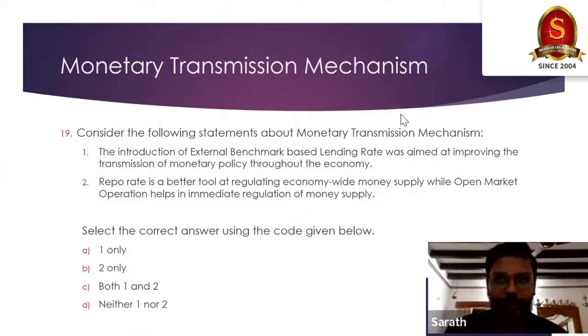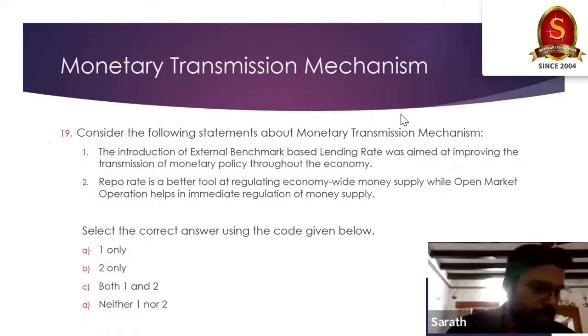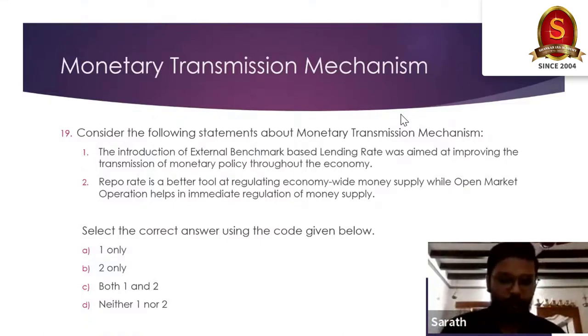Okay, so I hope that answer is clear. Moving to the 20th question. EBLR, MCLR is confusing. So Satish Kumar, the idea is very simple. EBLR, external benchmark based lending rate, could be a typo, I think. EBLR is very simple.